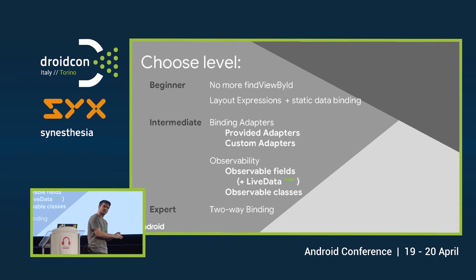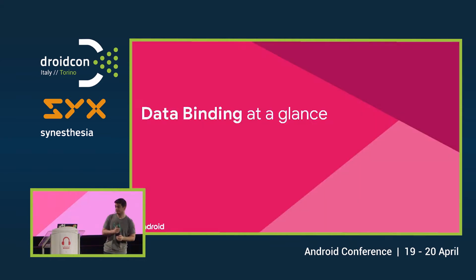Then we're going to talk about the most important topic, which is binding adapters. I'm going to show you where to find the provided adapters and how to create your custom binding adapters. Then we're going to talk about observability, in case you want your UIs to react to changes in data. There are 3 components for that: observable fields, LiveData, since Android Studio 3.1, and observable classes. And then we're going to talk briefly about two-way data binding, which is the hardest part by far.